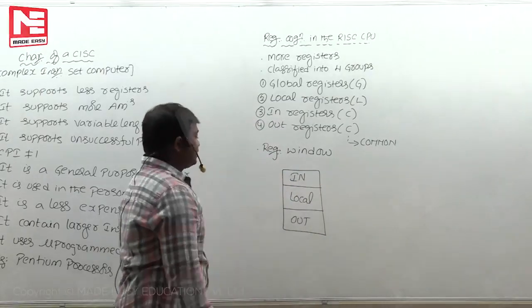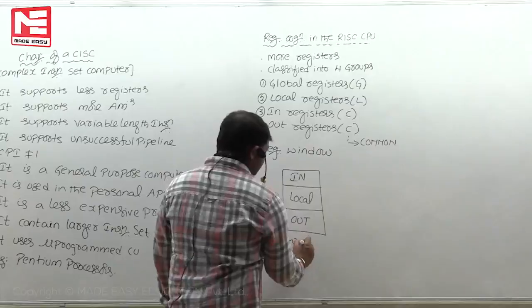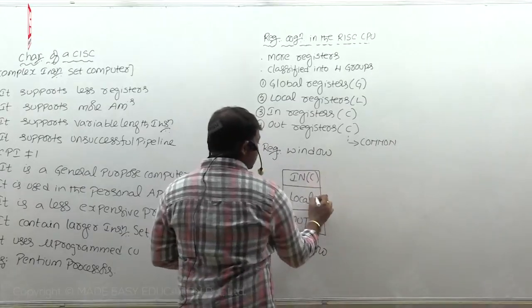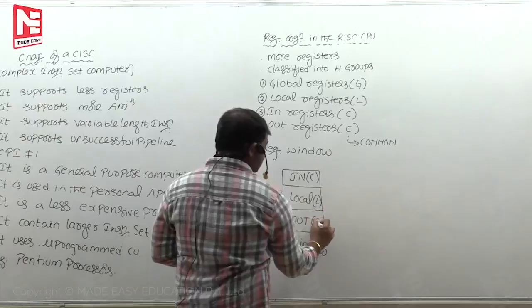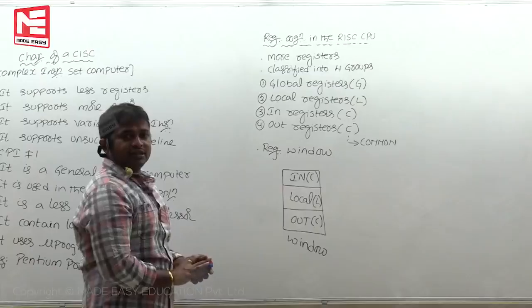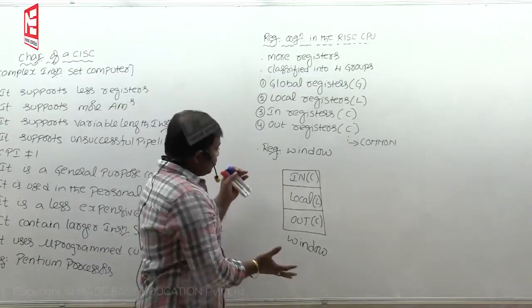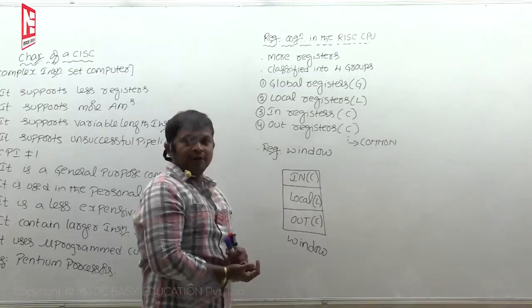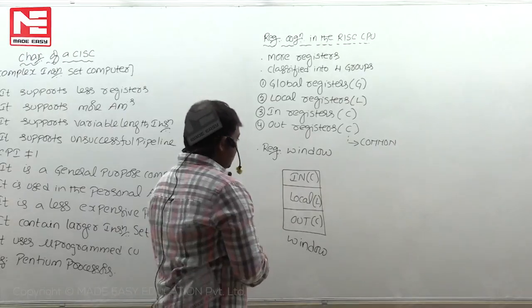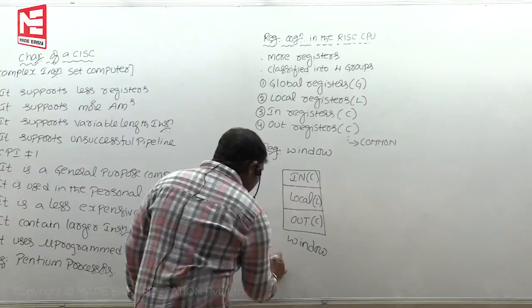Right, look at this. Here this is the window. In the window: C, L, C. In registers, local registers, and out registers are present. You form the window by grouping local, in and out registers. Fine.